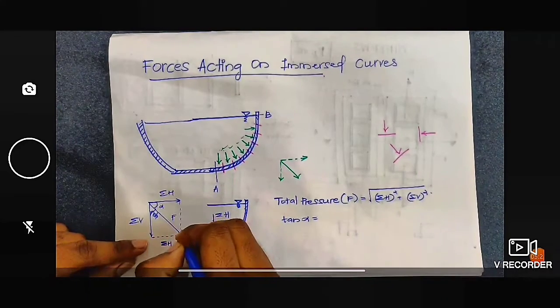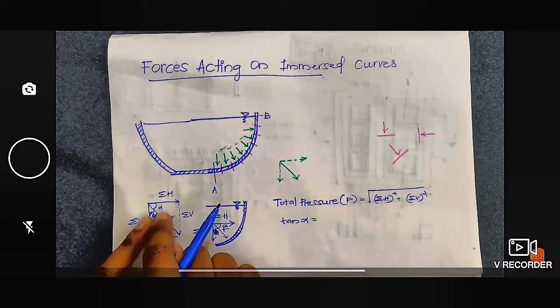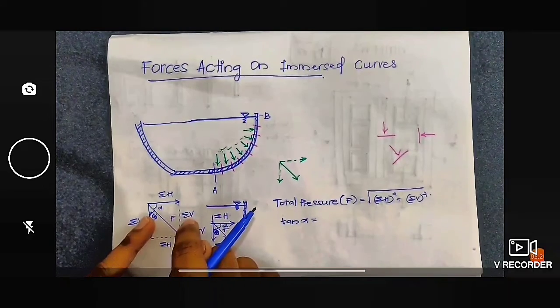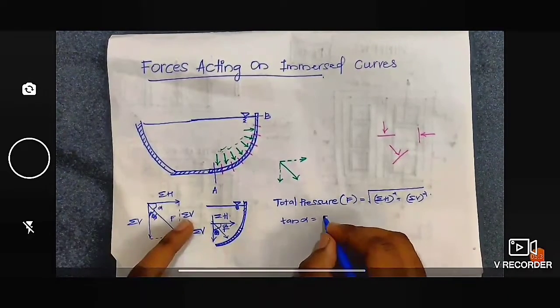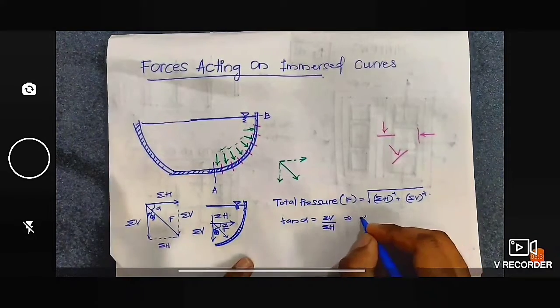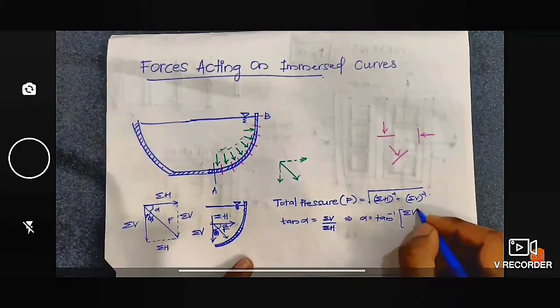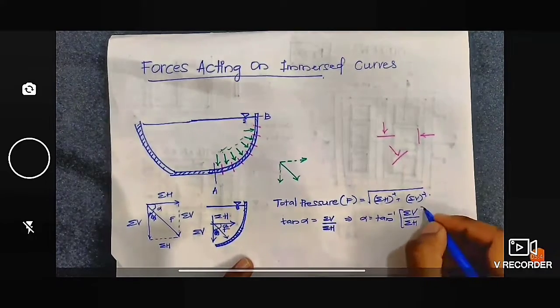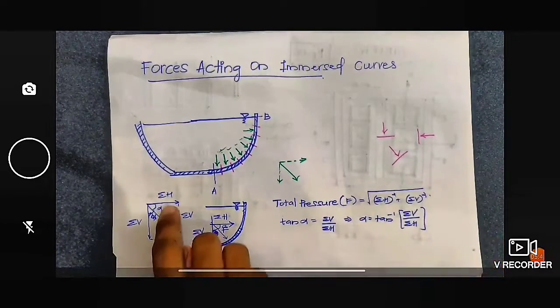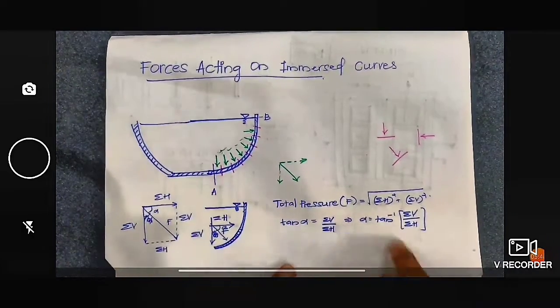So this side will be sigma v. So tan alpha is equal to opposite side by adjacent side. Opposite side is sigma v by sigma h. So it means that your alpha value is equal to tan inverse sigma v by sigma h. Always remember, alpha is the angle which it is making with the horizontal. So this is the equation.